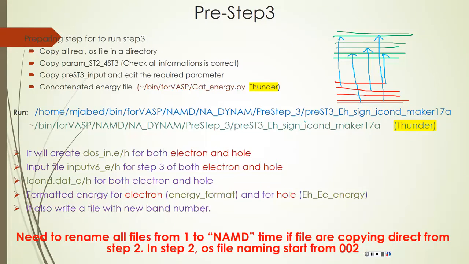So if we are ready with these 2 input parameter files, then we need to run this script. This script just calculates the initial excitation from all this coupling information and DOS information. Then you will get a number of files here. I just read all the files, and you will get the DOS in electron and hole, and icon, which contains all the initial transitions. Icon stands for initial condition, and E and H stand for electrons and holes.